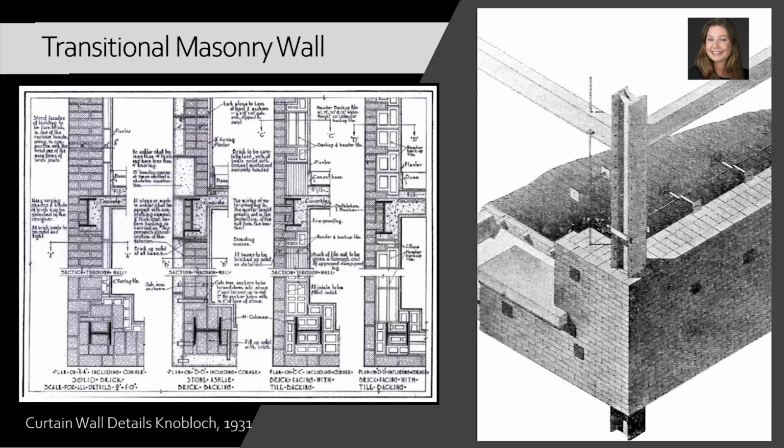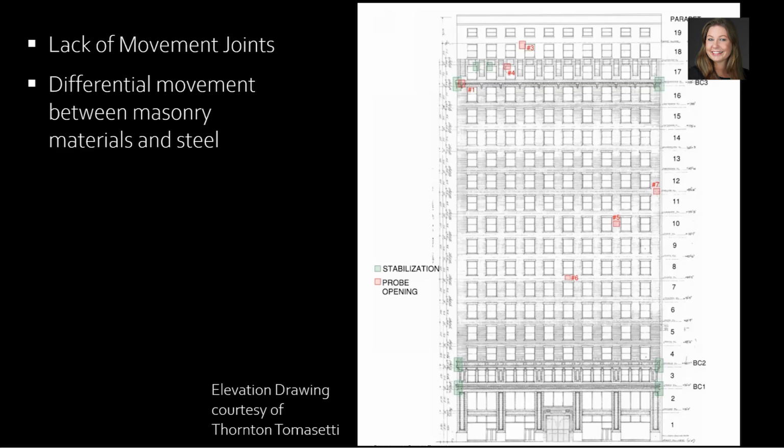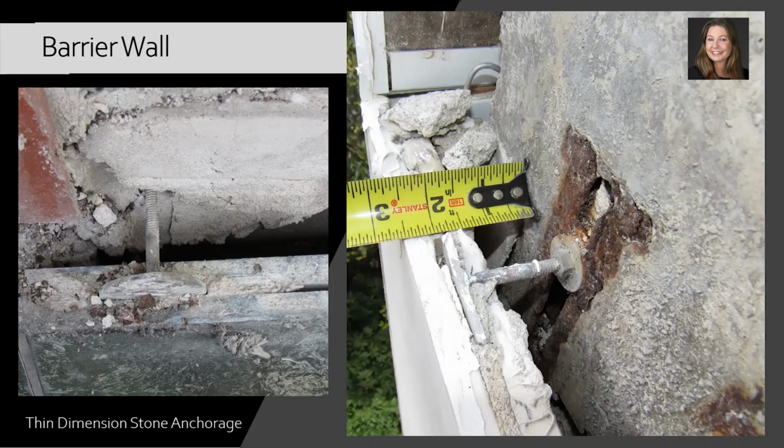the structure. Oftentimes, this steel is right adjacent to the masonry materials, whether it's brick, hollow clay tile, cast stone, terracotta, or stone. One of the main issues is that there's a lack of movement joints, because the masonry materials and the steel do move differently. And that lack of movement joints in older construction can be problematic.